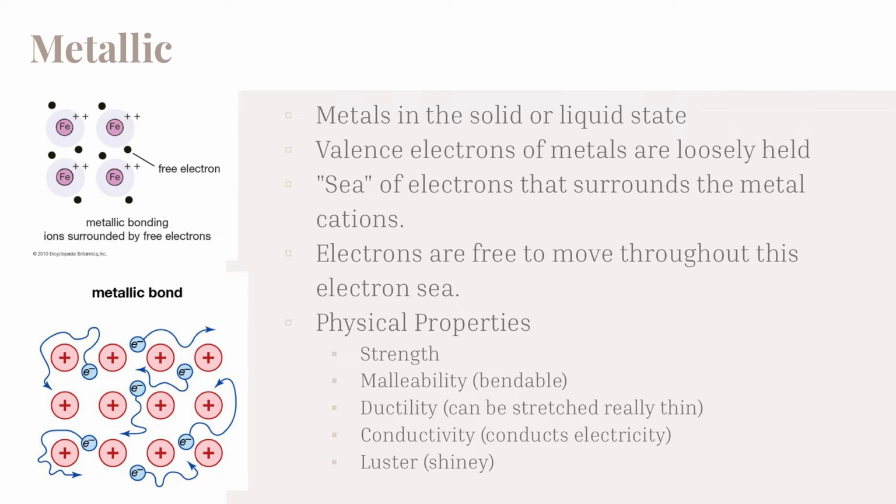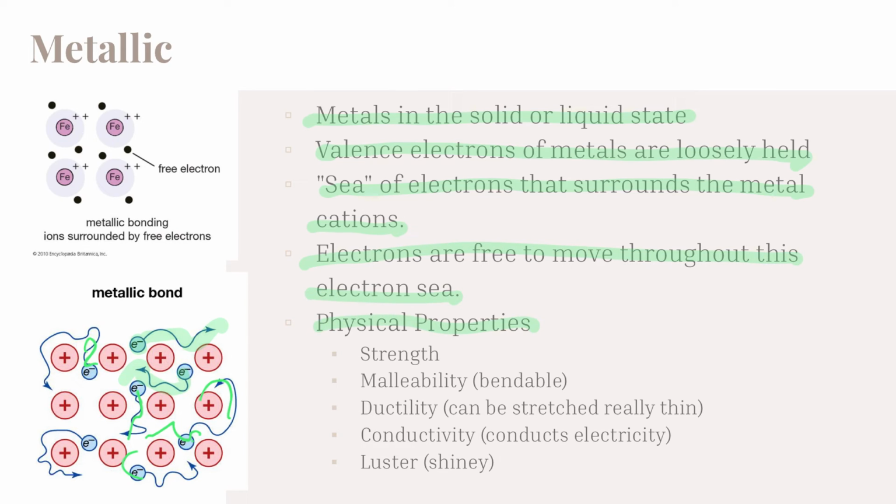Metallic bonds are in solid or liquid state. The valence electrons of metals are loosely held. The sea of electrons surrounds the metal cations. So if you look over at this picture, you have your positive nucleus, and the electrons are just kind of floating and swimming around in between the positive charges. The electrons are free to move throughout this electron sea.